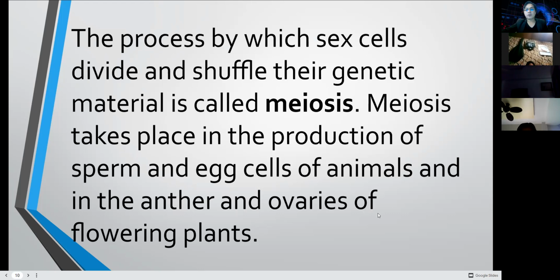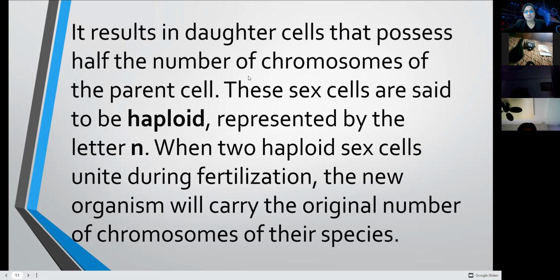Take note, for animals, we have sperms and eggs. For plants, they have anther and ovaries, which contain what? Pollen grains. Those are the reproductive organs of plants. It results in daughter cells that possess half the number of chromosomes of the parent cell.